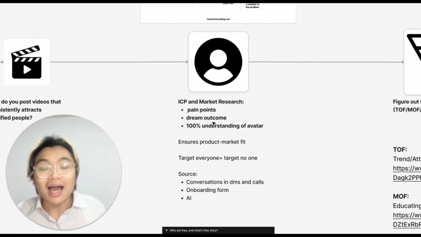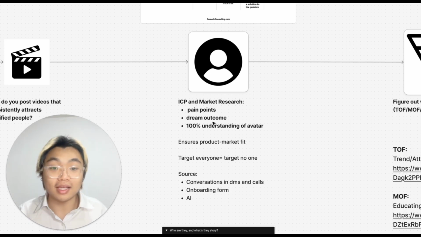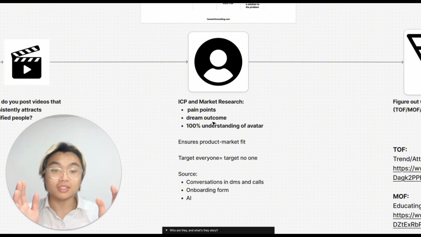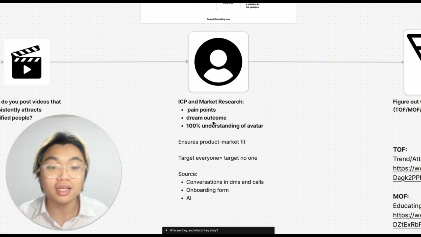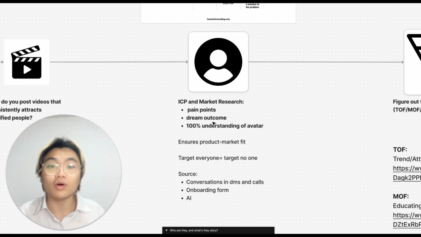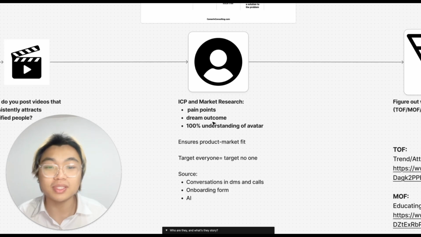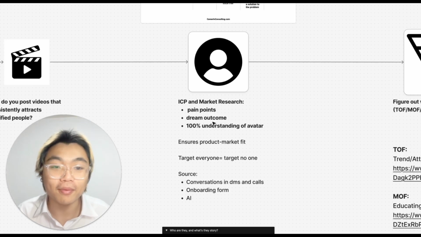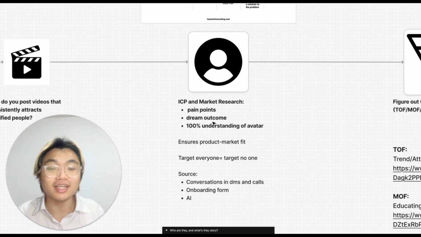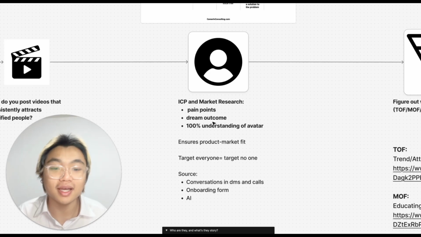And so how you actually do this market research is you actually have conversations, right? Look in your conversations, look in your DMs, look in your calls, right? That's the first thing you can do. Find out what they're talking about. Find out their specific wording. What are their specific pain points and the wording that they use? What is their specific dream outcome that they've been saying in the text, right?